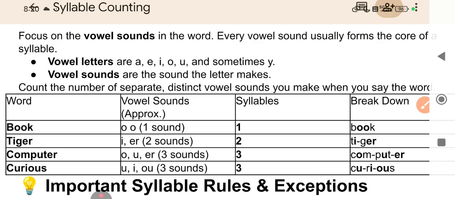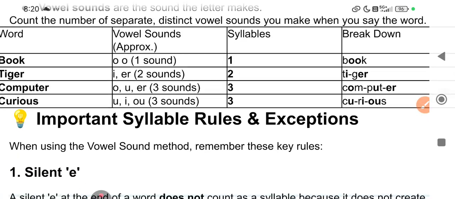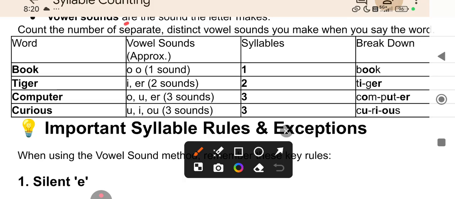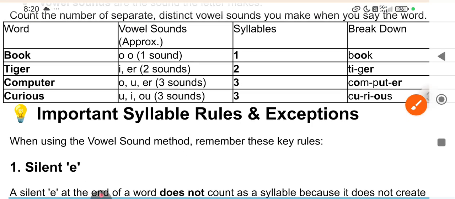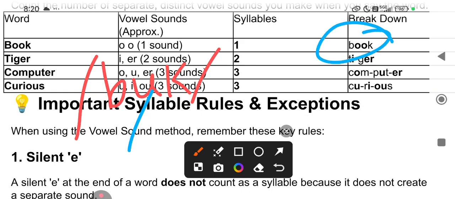Now count the number of separate, distinct vowel sounds you make when you say the word. How? Count the separate distinct vowel sounds when we speak the word. Book, right? Here we will write the transcription as oo. This is a single vowel sound, so it is a one syllabic word.